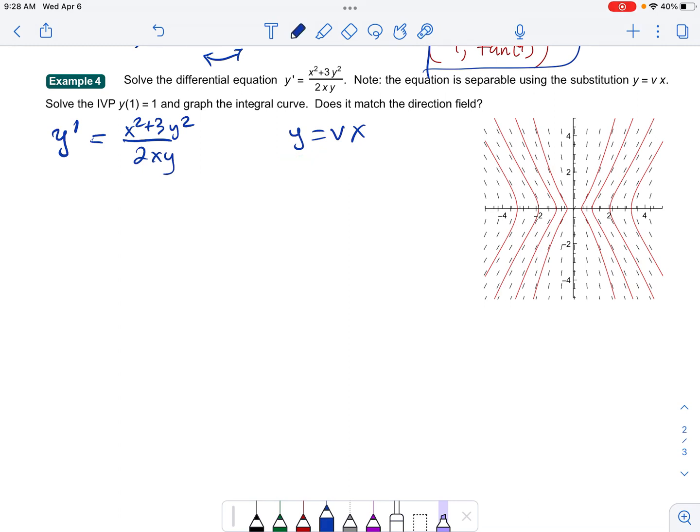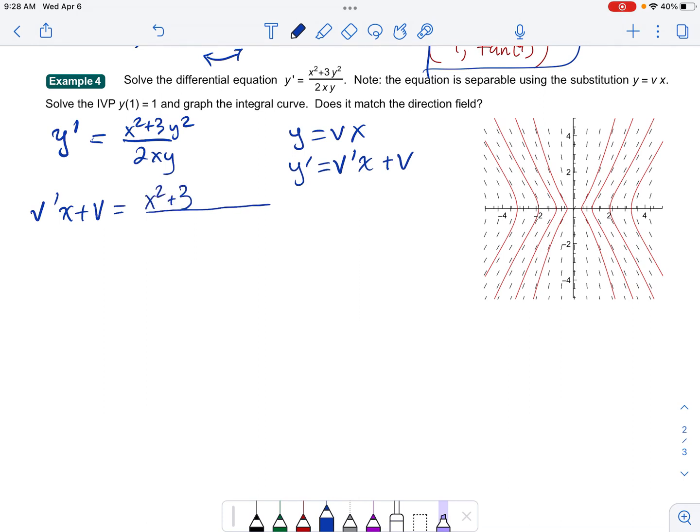When we do that, I get y prime is equal to, but this is a product, and both v and x can be thought of as functions. V is a function of x, and then x by itself is also just a function. So I need to throw the product rule at it, which means the derivative of the first would be v prime times the second, which is x, plus v times the derivative of the second function, but the derivative of x is just 1, so I can leave off that multiplication of 1. So there are my two substitutions. On the left-hand side, v prime x plus v is what y prime is equal to.